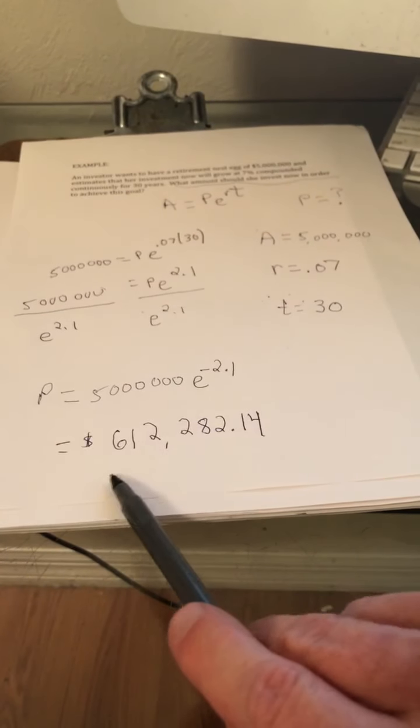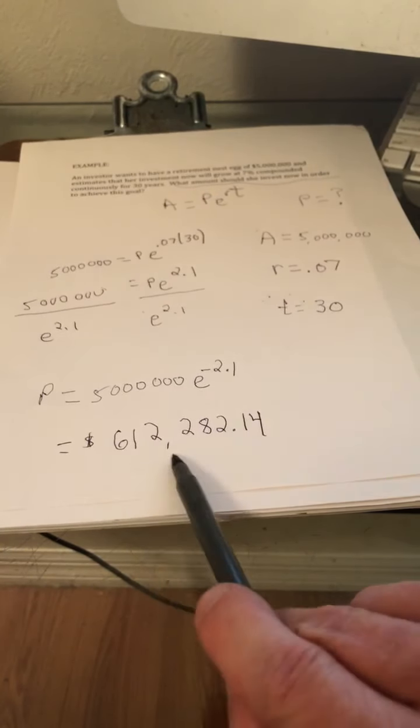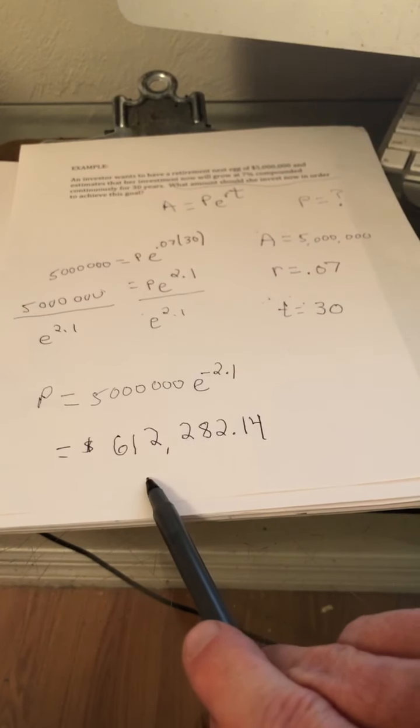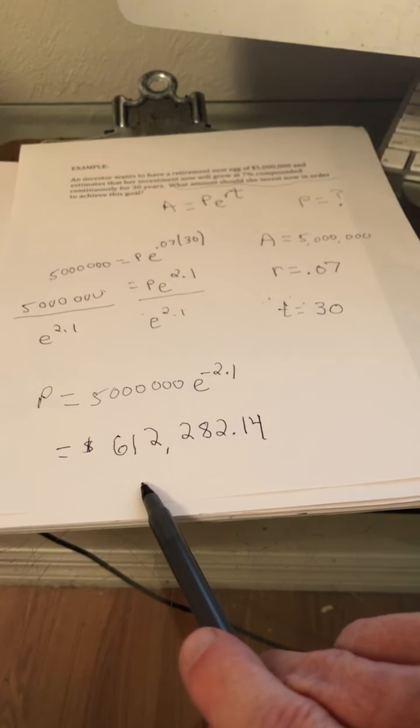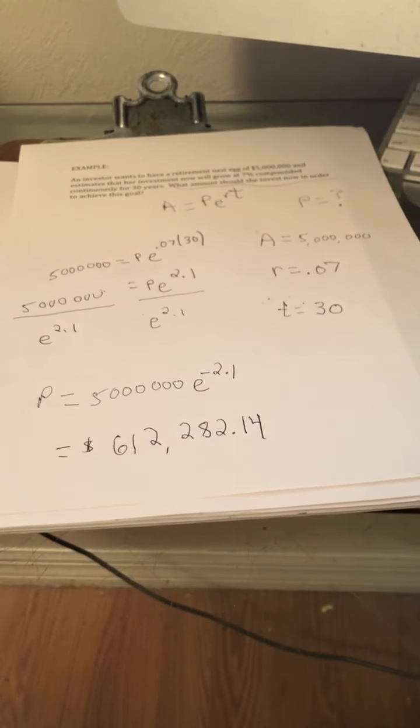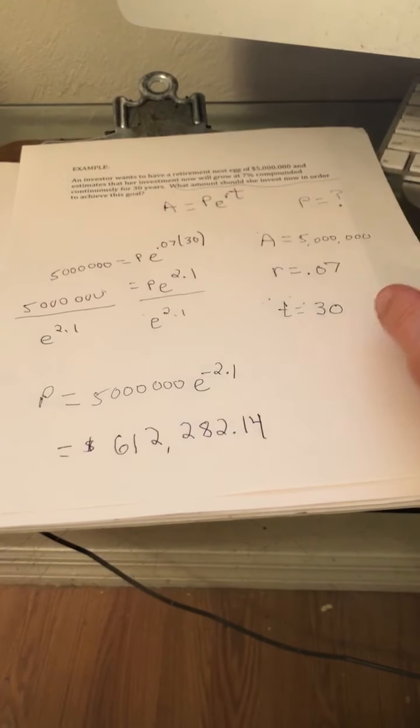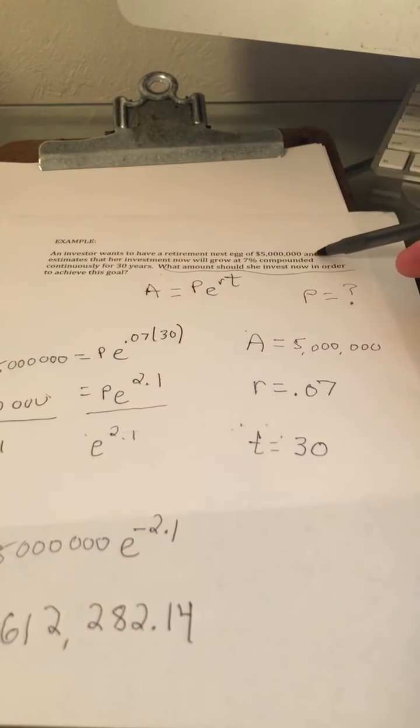So the idea is she invests this amount today, and in 30 years, assuming this is compounded continuously at 7%, she'll end up with $5 million.